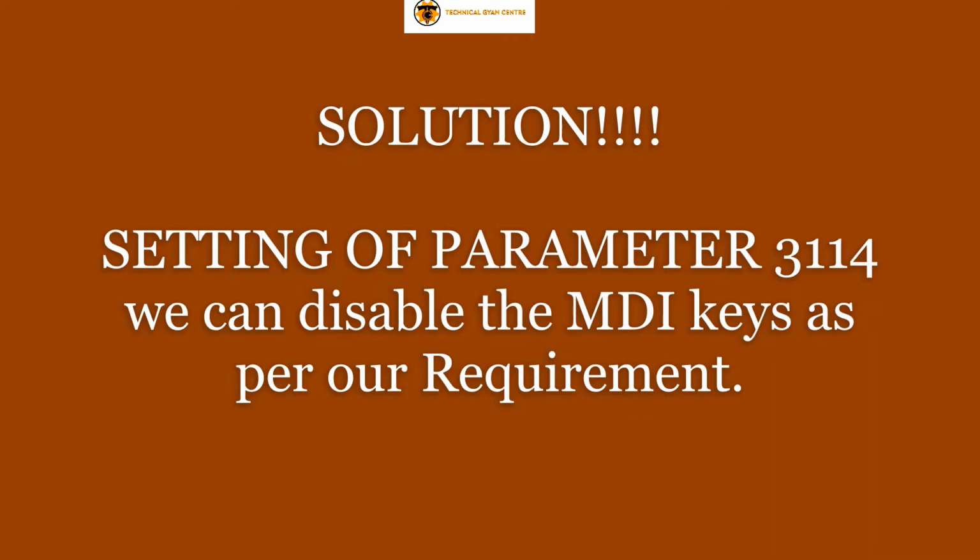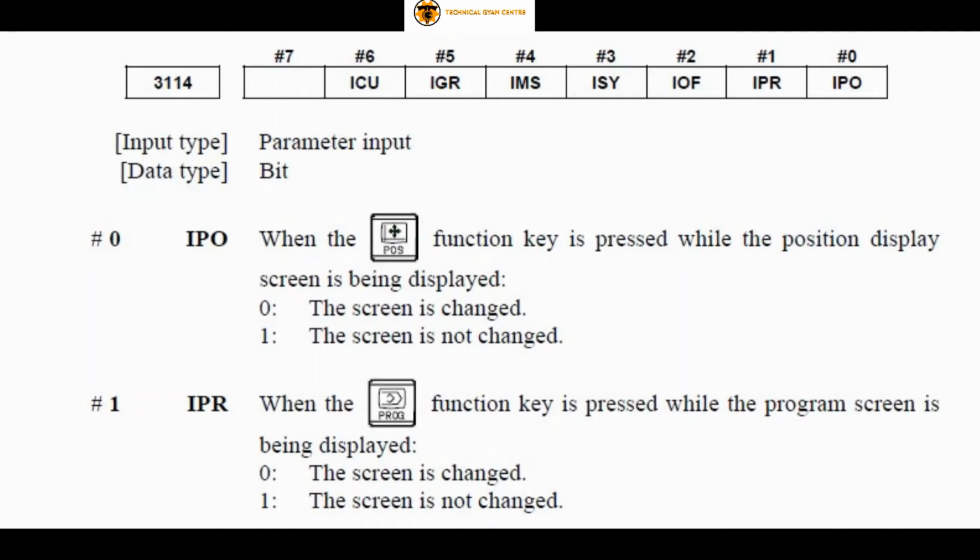So let me explain you. In the 3114 parameter, there are 7 bits. All the bits are having different uses. For example, #0, that is IPO. When you make this bit 1, then the position display screen is not changed when you press the position function key. If you make it 0, the screen is changed. If you make it 1, the screen is not changed.